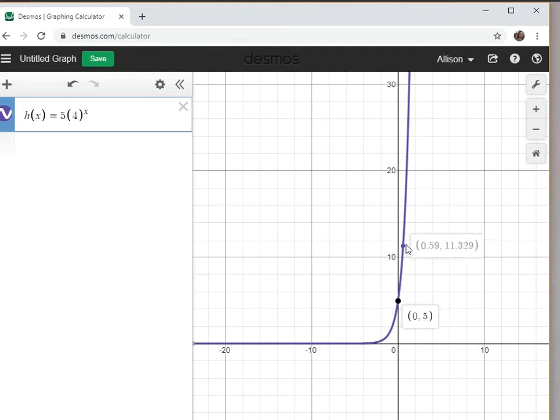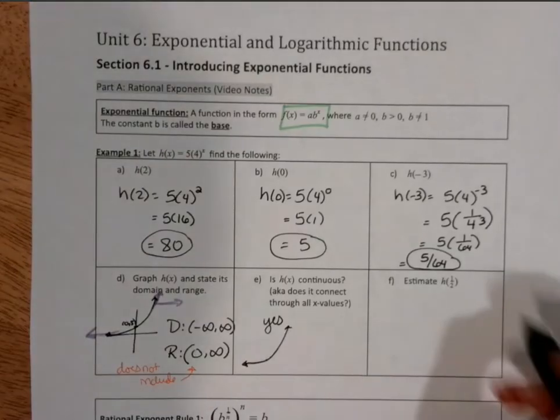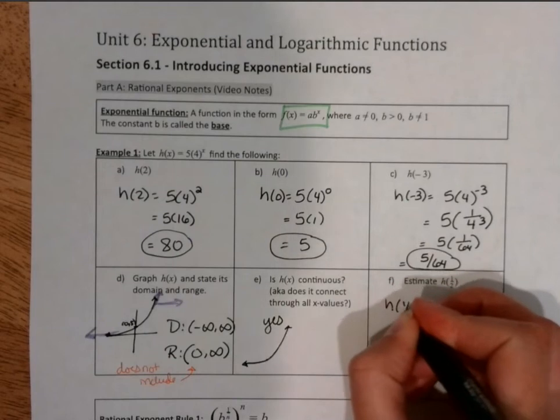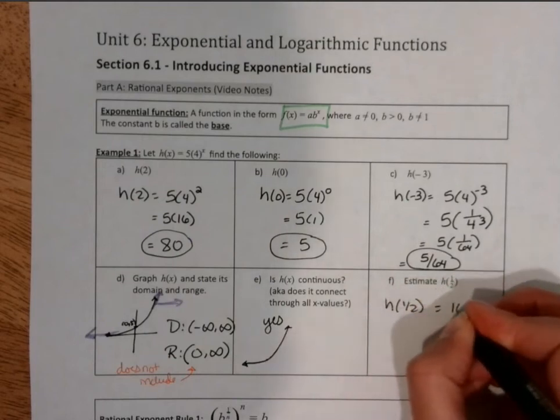Positive 1/2. So I'm looking at 0.5. There we go. It looks like 10 is the value. 0.5, 10. Why would it be 10? Let's think about that in a second. I'm going to write that down on my other page. So it looks like h of 1/2 is equal to 10.